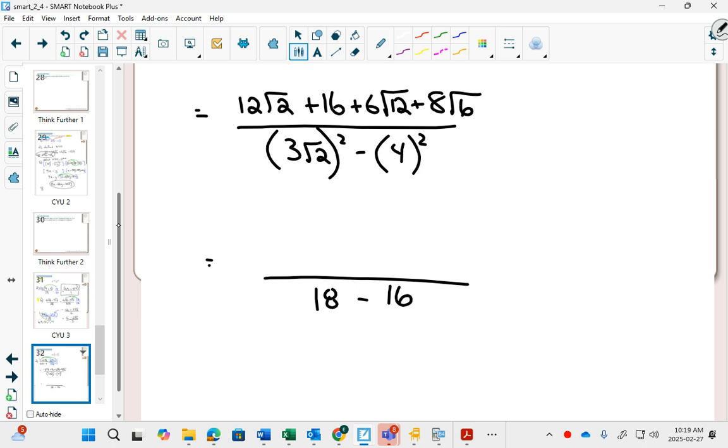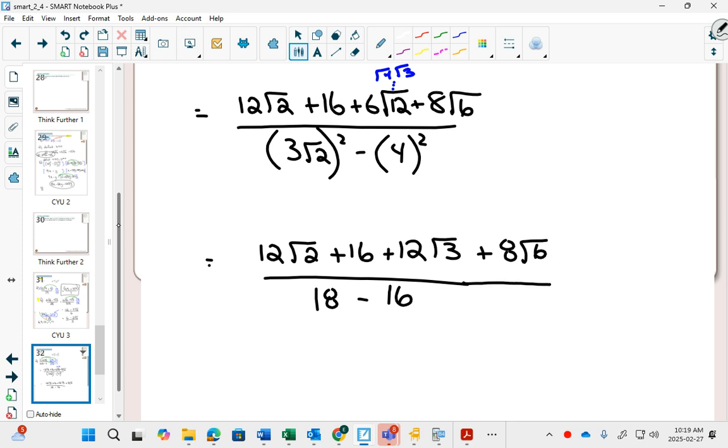Yes. In the top, you see you have a square root of 12. 12 root 2 I can't simplify. 16 I can't simplify. But the 6 root 12, since 12 is 4 times 3, the square root of 4 is a 2, means I can bring a 2 out in front. That 2 will hit the 6, and it will give me 12, and I'll be left with 12 root 3 plus 8 root 6.